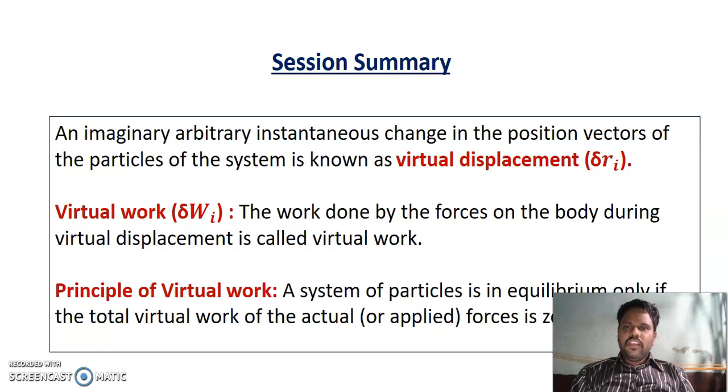So in this session we learned about virtual displacement, which is an imaginary arbitrary instantaneous change in the position vector of the particles of a system. And virtual work, the work done by the forces on the body during virtual displacement, is called virtual work. The principle of virtual work states a system of particles is in equilibrium only if the total virtual work of the actual forces is 0.